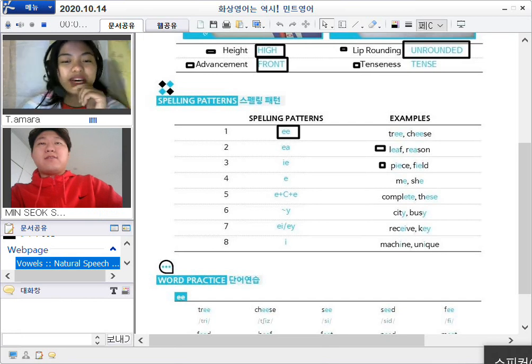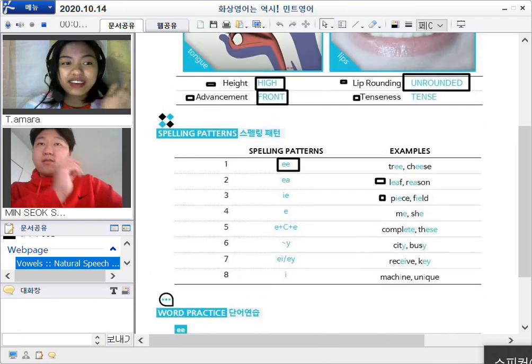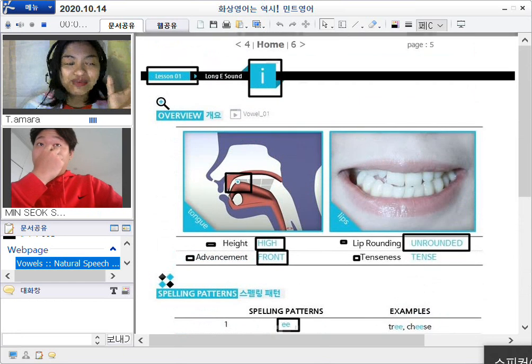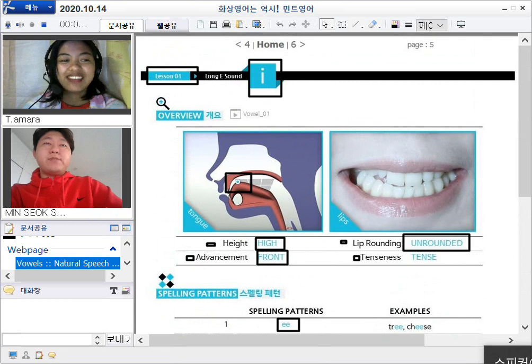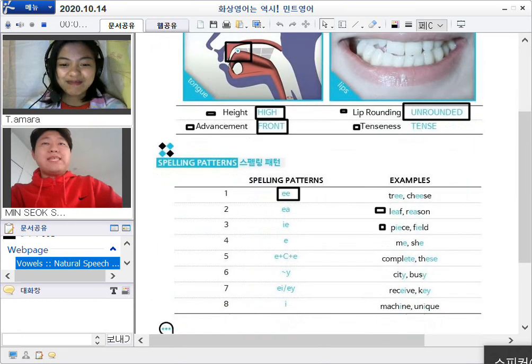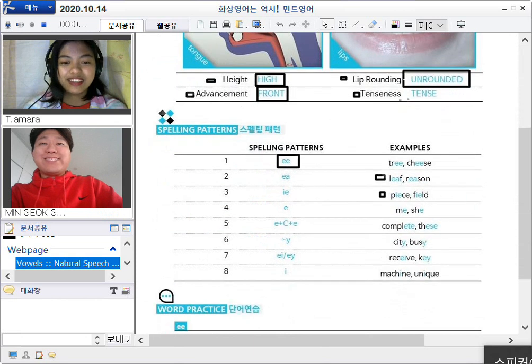Also, since it's the long E sound, we're going to pronounce this in a much longer duration. E, like that. Peace, field. Good job.